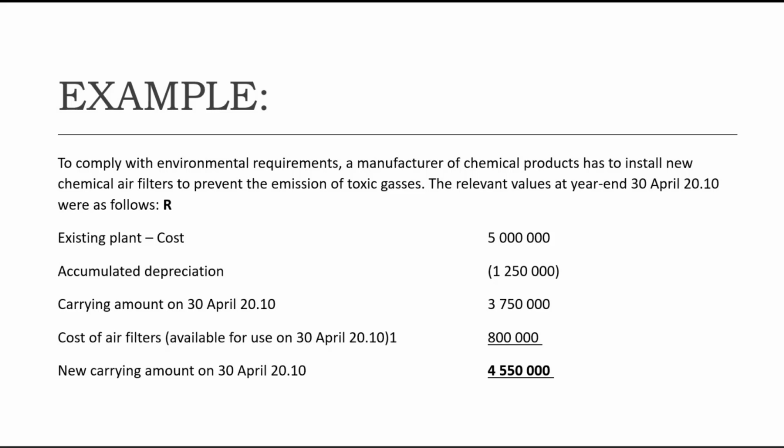Let's see if it meets the recognition criteria. So it has first met the definition of an asset. Will it result in an inflow of economic benefits to the company? Yes, it will, because the fact that these air filters have been installed means that the company can continue with the business, right, to earn income. Does it have a cost? Yes, they tell us that the cost of the air filter is 800,000. That means it has first met the definition of an asset and also met the recognition criteria. So I can capitalize it as an asset. Good.